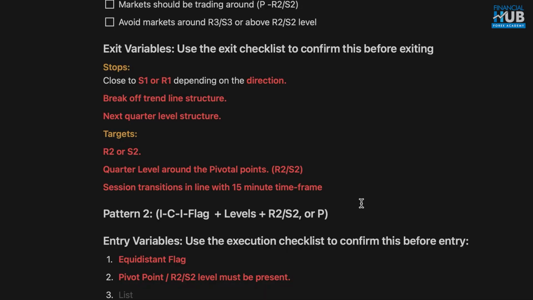Another one comes with the break of structure of the market, and another one comes after the next quarter level structure. So if any of those things start happening, I know probably I'm wrong. On the flip side, when I'm looking for money on the targeting side and I've made some money, I'm looking for R2, S2, I'm looking for quarter level around it, and I'm also looking at session transitions.